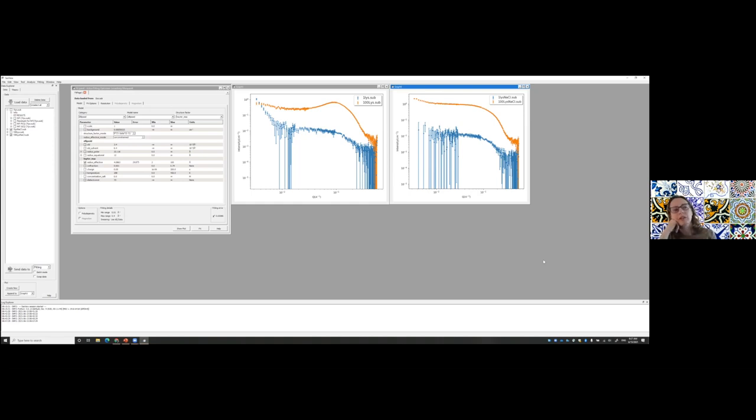So one of the things that SASVU is, in my view, at least at the moment, not great at, is producing very pretty plots. It's a powerful fitting program, but it doesn't produce very nice, pretty publication-like plots.